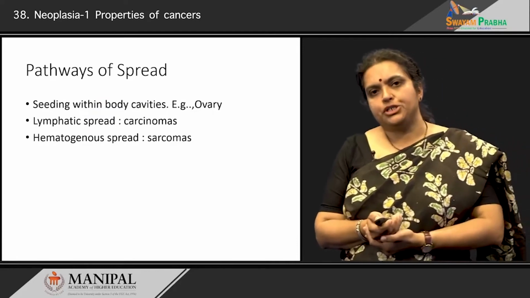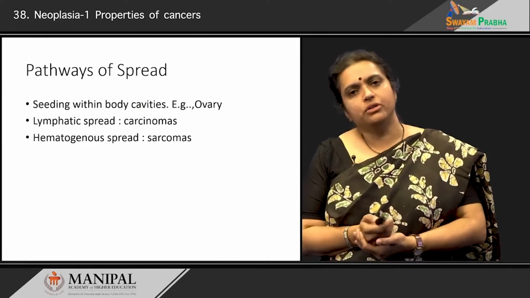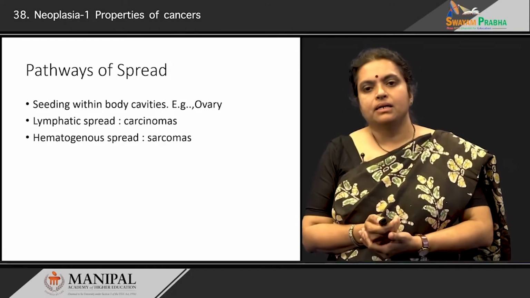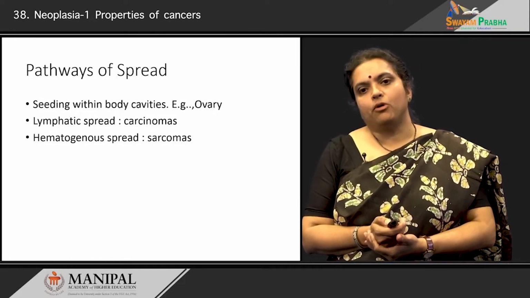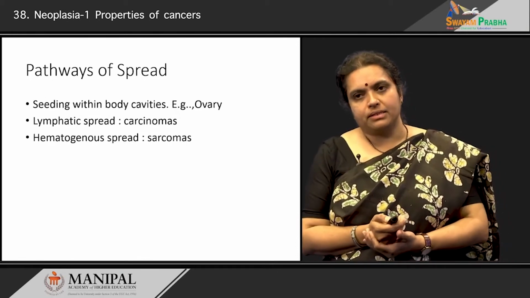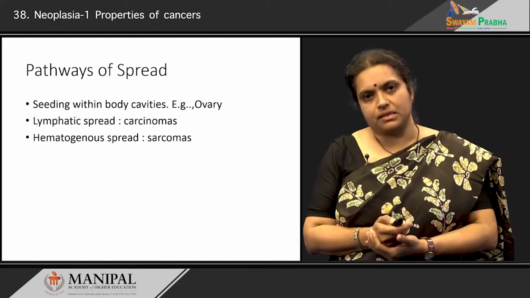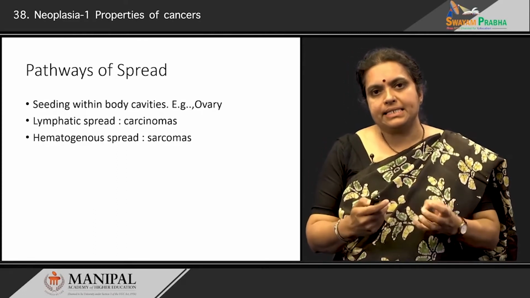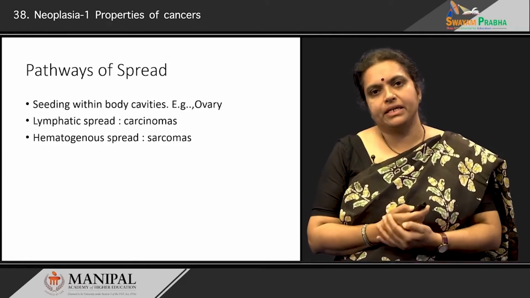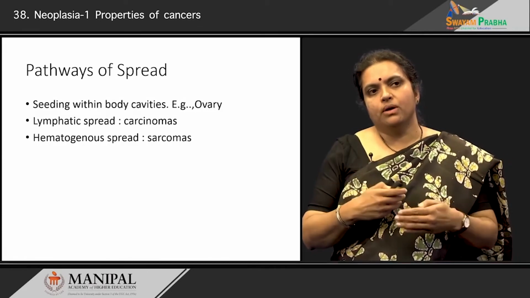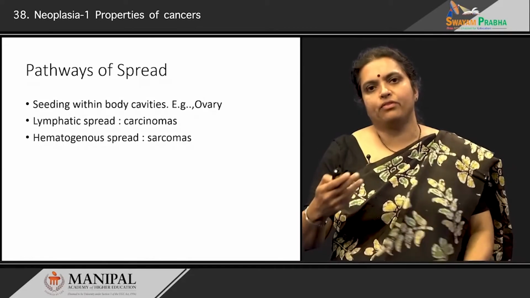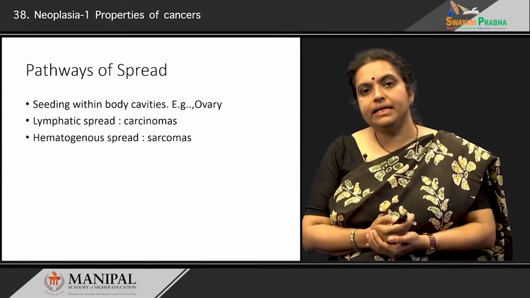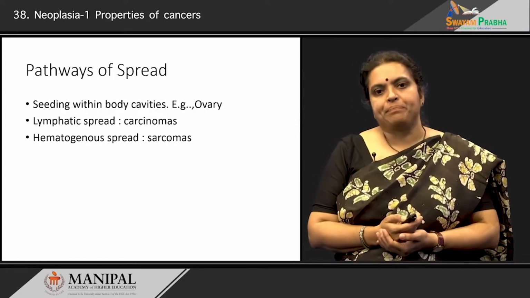Now, how do tumors spread? How do they metastasize? There are three ways they metastasize. One is seeding within body cavities. What do you mean by that? This usually happens with ovarian carcinomas, wherein the cancer cells are just released into the peritoneal cavity, and they just go and occupy the entire spread of the cavity and form metastasis. So, this is known as seeding within body cavities.